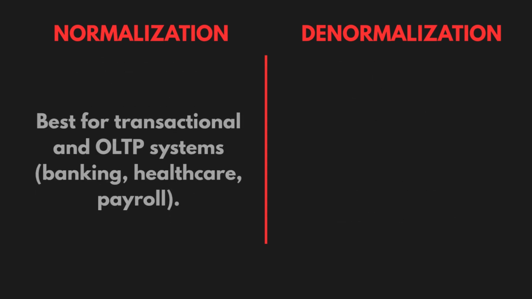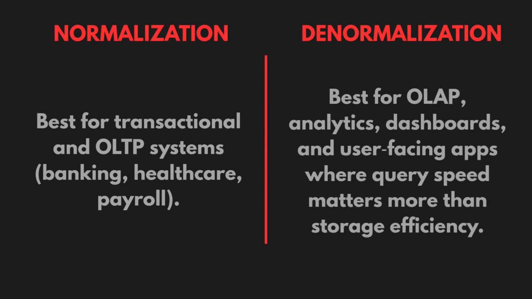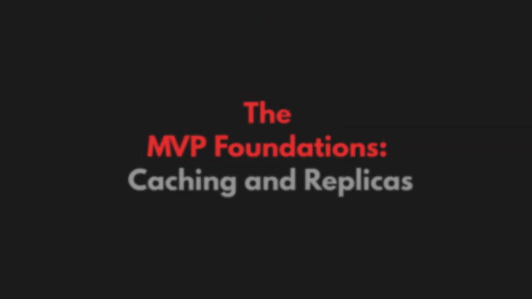One is best for write-heavy and OLTP applications at the cost of more joins and complex queries, while the other can be utilized for read-heavy endpoints and analytics at the cost of extra storage and update complexity. For example, when some read-heavy hotspots are found, a denormalized replica of the table can be kept. Let's discuss some optimizing strategies, caching and replicas, in more detail.